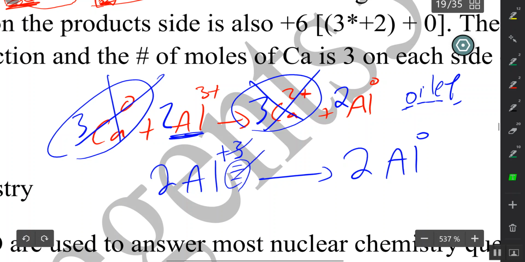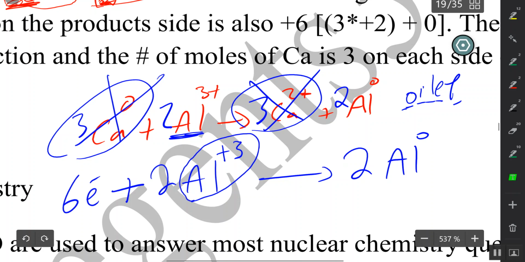So these 2 aluminums have gained a total of 6 electrons. Why is it a total of 6 electrons? Because each aluminum gained 3 electrons to cancel out that plus 3 charge. You have 2 of them, so therefore we gained 6 electrons. And then we ended up with 2 aluminum, 0.